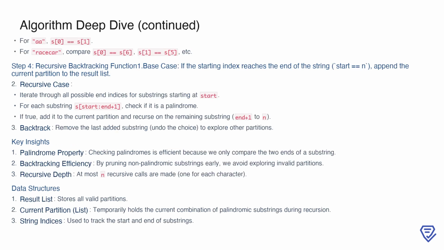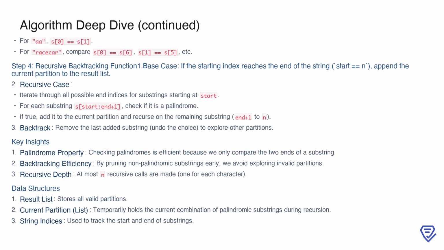For example, the substring AA is a palindrome because the first character matches the last character. Similarly, for a longer string like racecar, we compare the first and last characters, then the second and second to last, and continue inward. Once we have the ability to check palindromes, we can implement the backtracking framework. The base case of our recursion occurs when the starting index reaches the end of the string, meaning we've successfully partitioned all characters into palindromic substrings. In this case, we save the current partition to our result list.